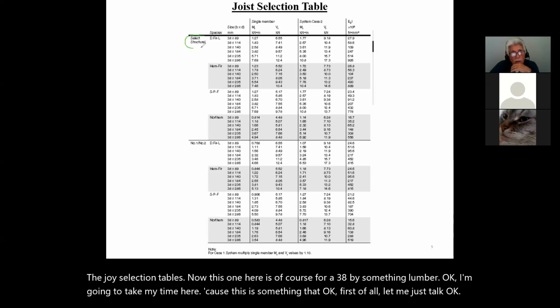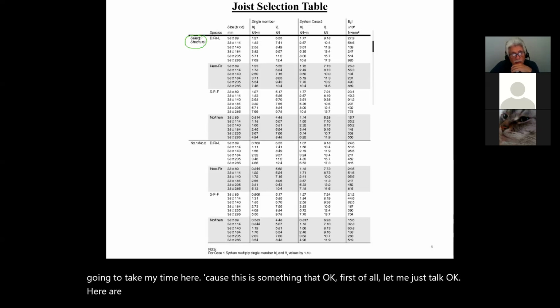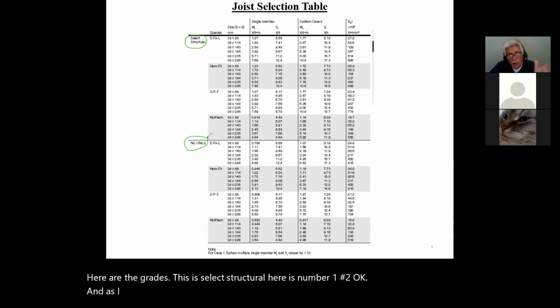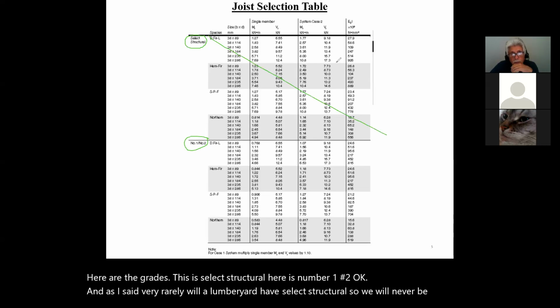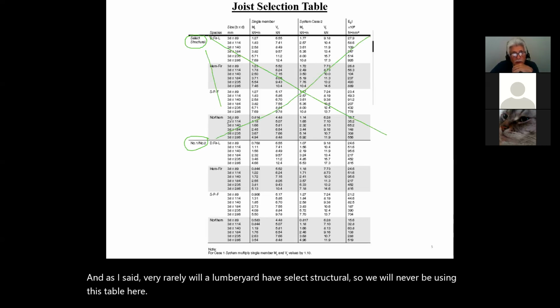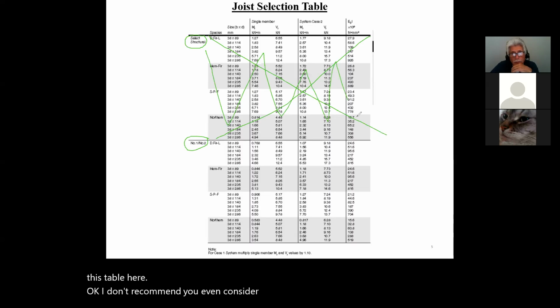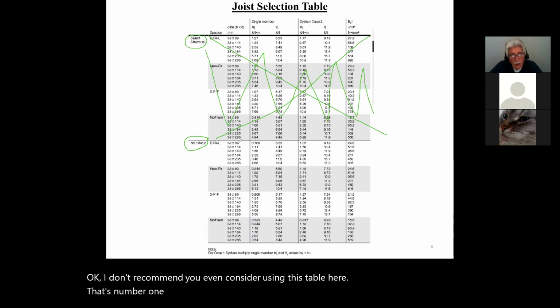Here are the grades. This is select structural. Here's number one, number two. And as I said, very rarely will a lumberyard have select structural, so we will never be using this table here. I don't recommend you even consider using this table. That's number one. Number two, these are the species of wood.